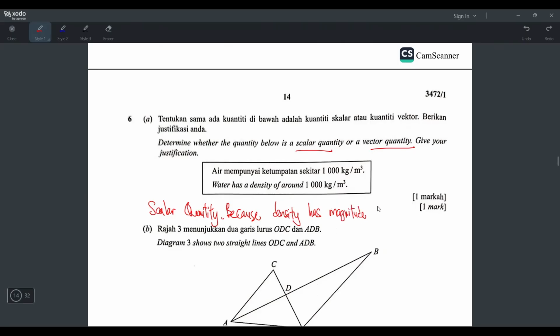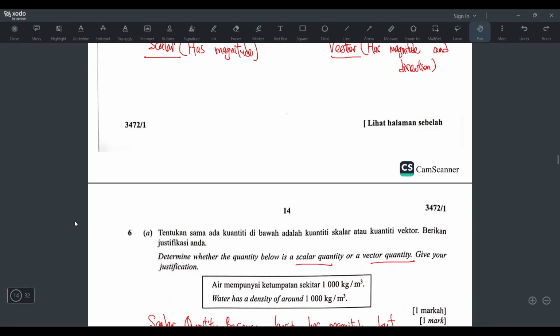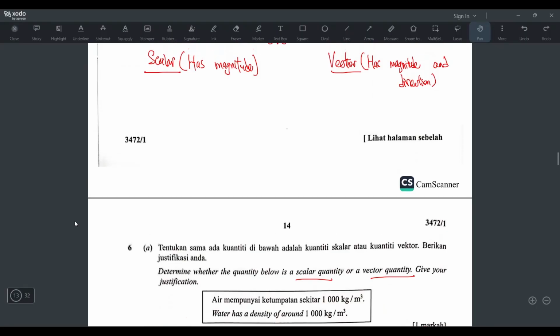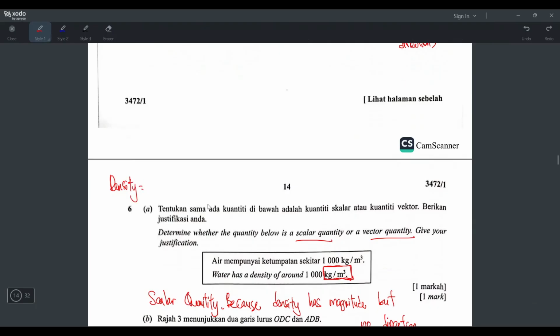I want to give you some extra knowledge, something that most people don't know. Actually, there is a way to determine whether it's scalar or vector by looking at the unit. I don't know if you're aware of this or not, but I'll tell you now. So what is the formula for density? If you forget, you can refer to the unit.